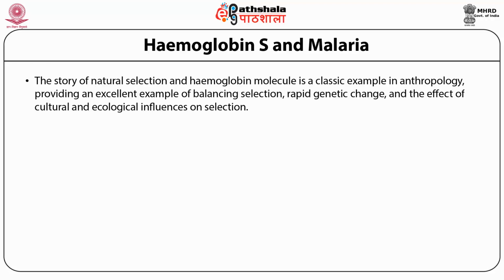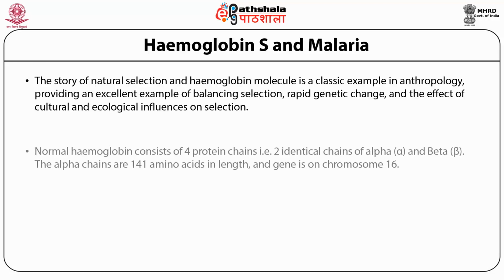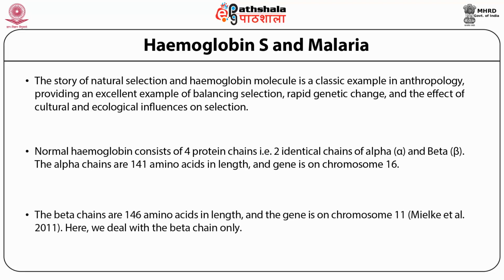Hemoglobin is a protein of the blood that transports oxygen to tissues throughout the body. The normal hemoglobin molecule consists of 4 protein chains, composed of 2 identical alpha chains and 2 identical beta chains. The alpha chains are 141 amino acids in length, and the gene for this chain is present on chromosome number 16. The beta chain, on the other hand, is 146 amino acids in length, and the gene for this chain is present on chromosome number 11.